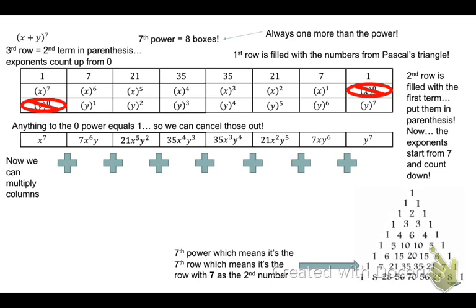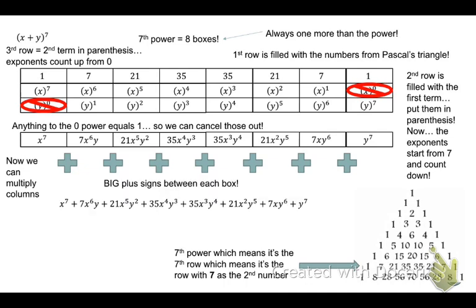We have to put plus signs in between all these because remember, these are summations. The binomial theorem, it's the summation, that weird E. So our final answer is going to be x to the 7th plus 7x to the 6y plus 21x to the 5th y squared, plus 35x to the 4th y cubed, plus 35x cubed y to the 4th, plus 21x squared y to the 5th, plus 7x y to the 6th, plus y to the 7th. Cool?